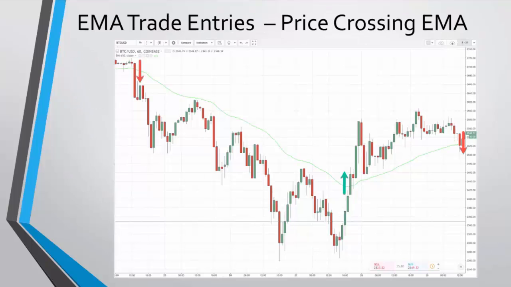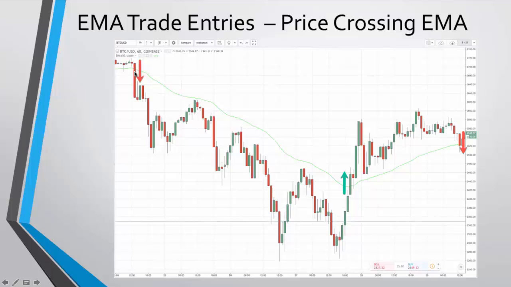EMA trade entries with price crossing the EMA. This is a chart of Bitcoin. It's a 60-minute chart. And here we have an exponential moving average on the chart. It doesn't really matter which one this is because it's not particularly a system that we use. But here in the green line, you see an exponential moving average. Now, in theory, each time that price crosses through the moving average, this is price crossing the EMA, as price breaks through it, you would enter a short trade.